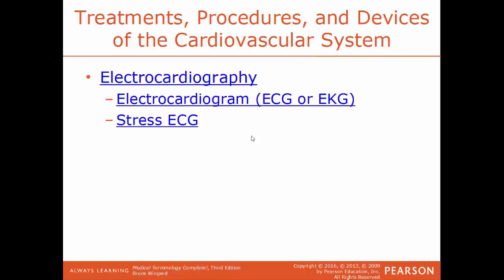Our next term, electrocardiography. This is a testing procedure that measures the electrical activity of the heart. And the results that are produced by this exam are called an electrocardiogram. Sometimes you'll see this written as ECG or EKG.